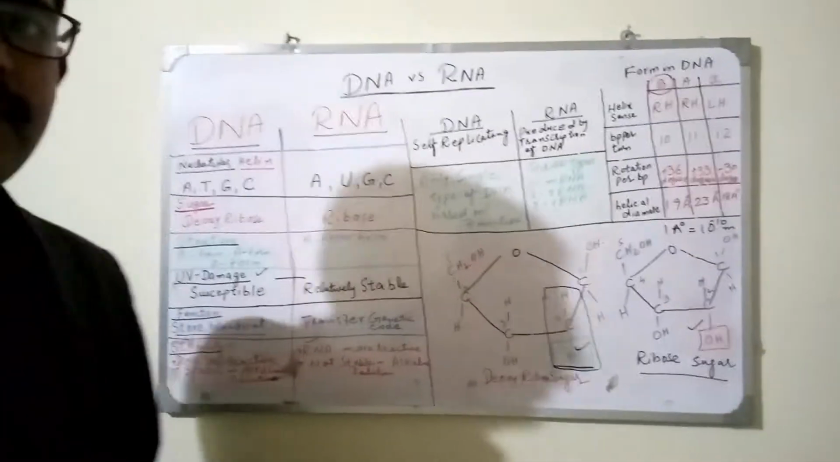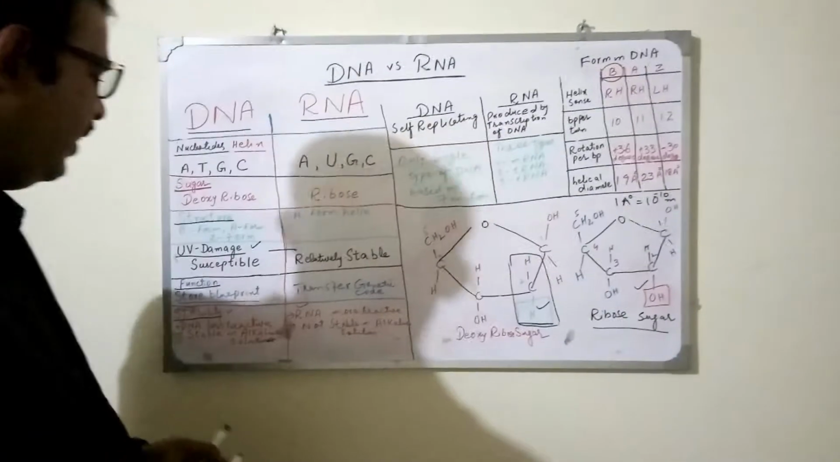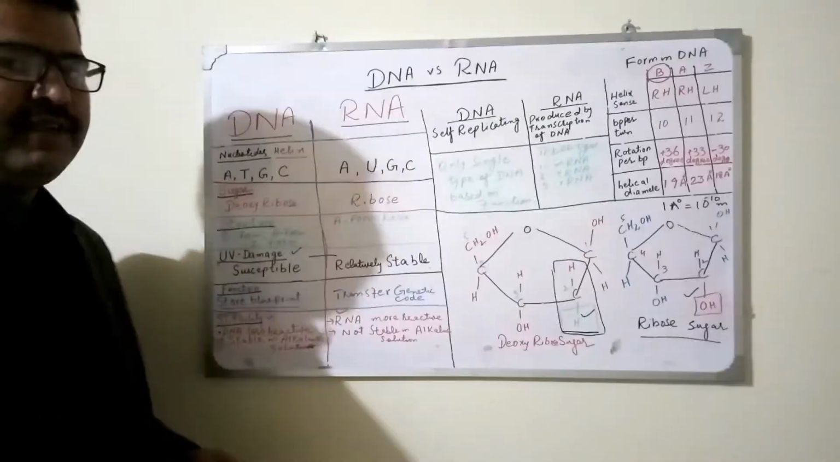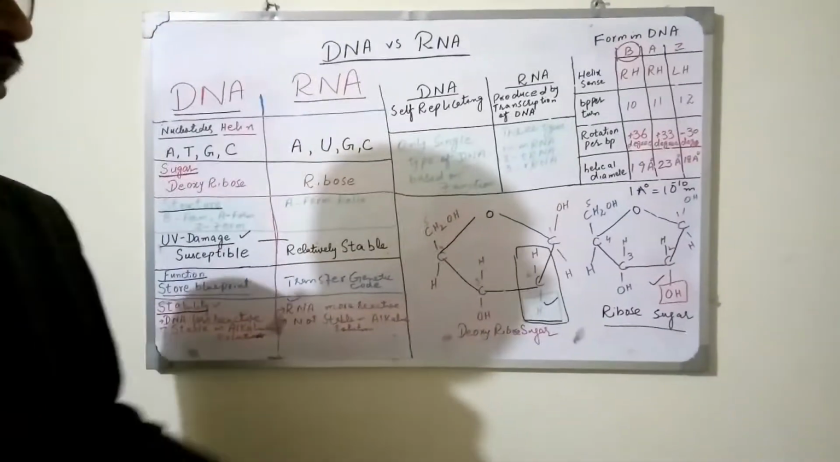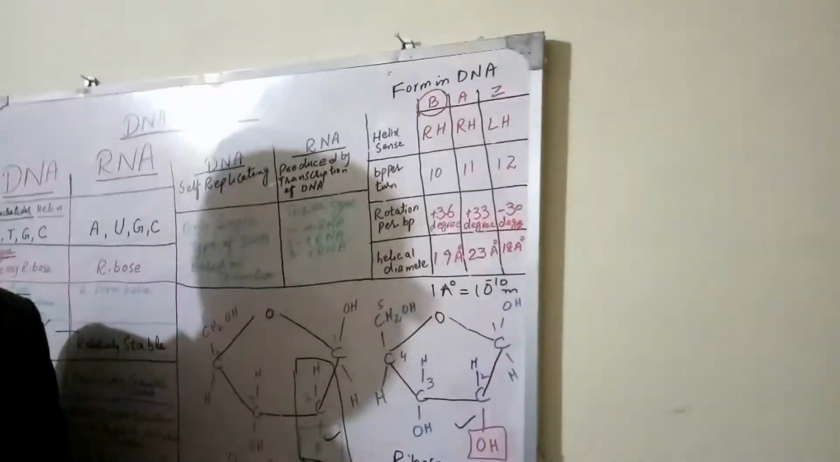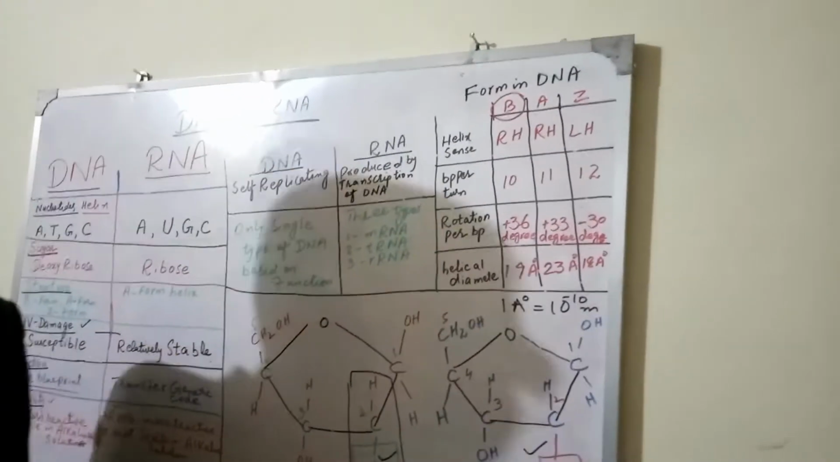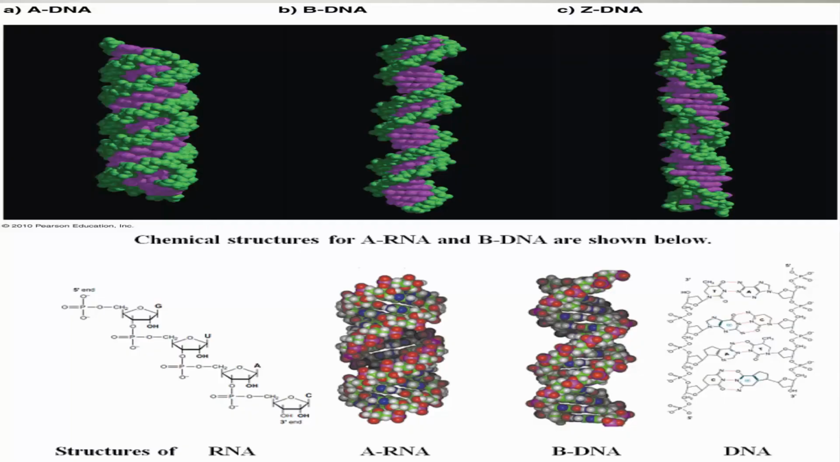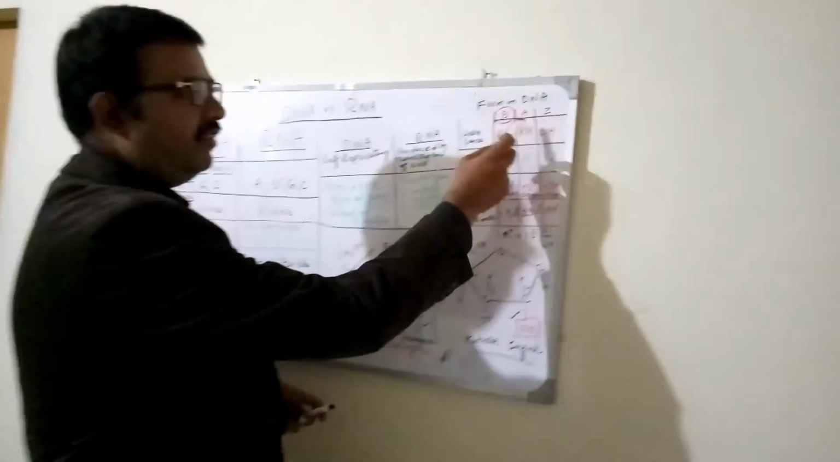Guys, as I told you about the B form, A form, and Z form of DNA, we are now discussing these three forms in detail, why these three forms are different from each other. As I told you, you can see their difference according to structure here. And now we will see why these three forms are different from each other.